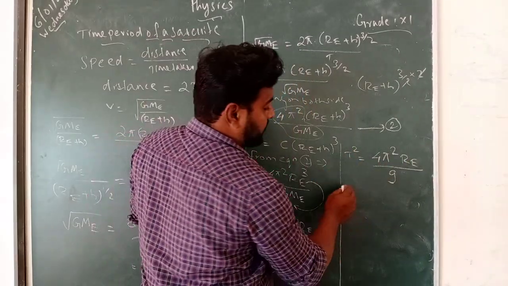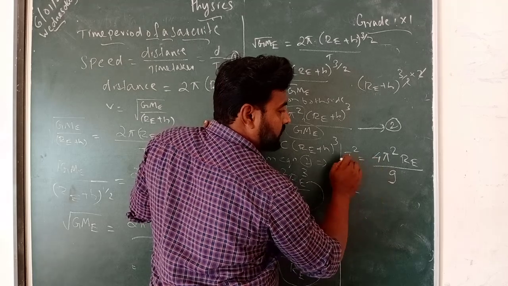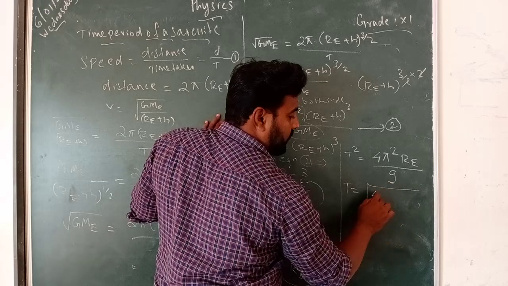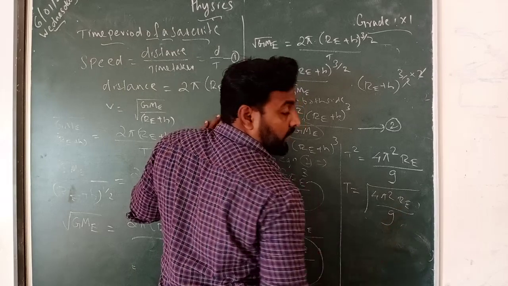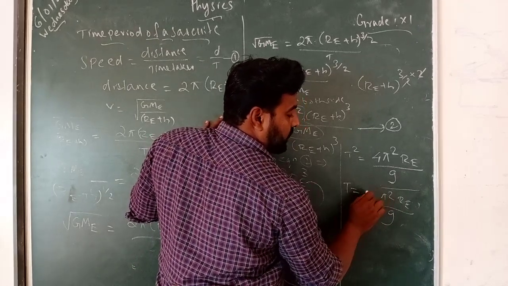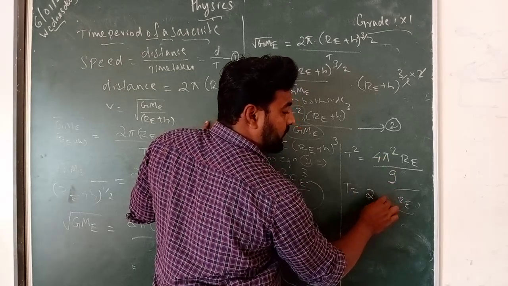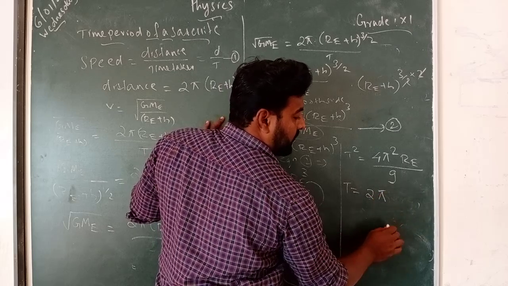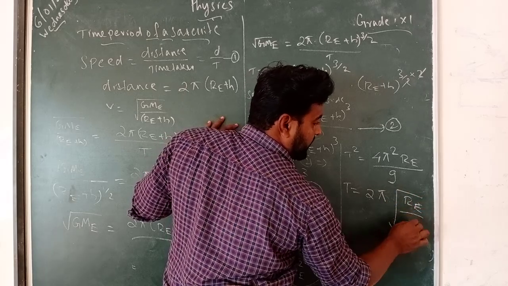Now take the square root. So T is equal to the square root of 4 pi square R_e by g. The square root of 4 is 2, the square root of pi square is pi. So remaining you can write the square root of R_e by g.